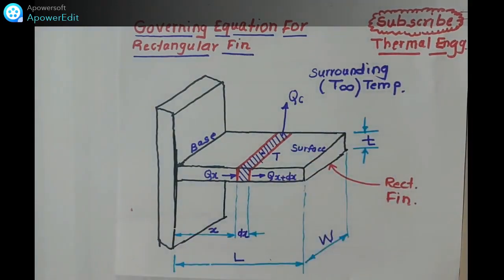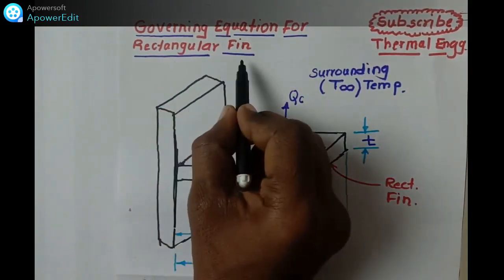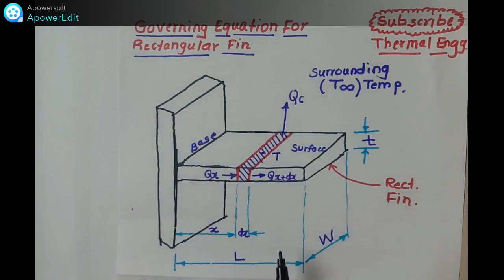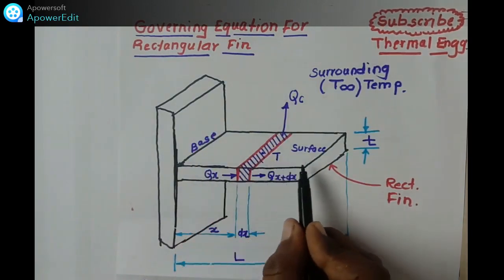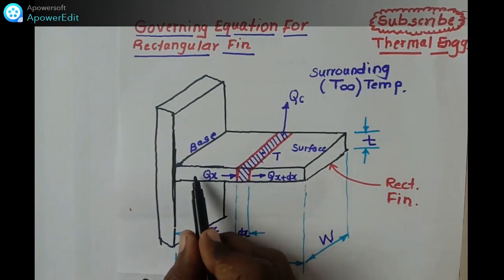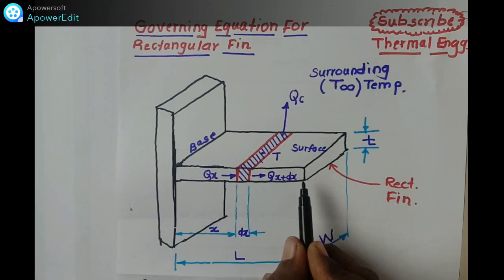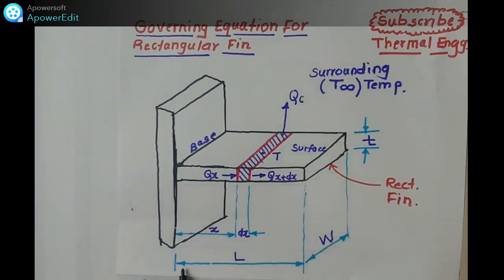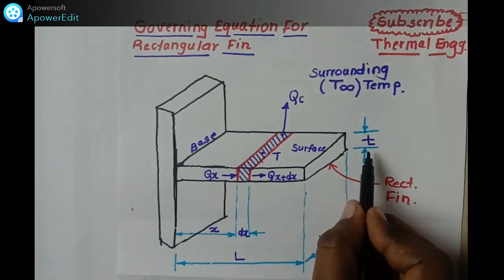This is a video session on the governing equation for a rectangular fin. In this diagram we can see a rectangular fin, an extended surface for heat transfer. Here the length of the fin is L, the width of the fin is W, and the thickness of the fin is a small t.